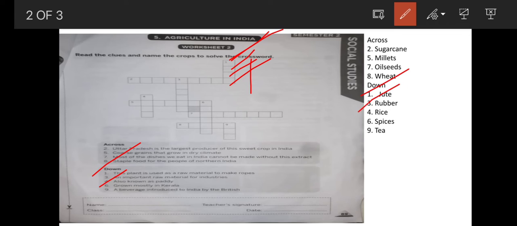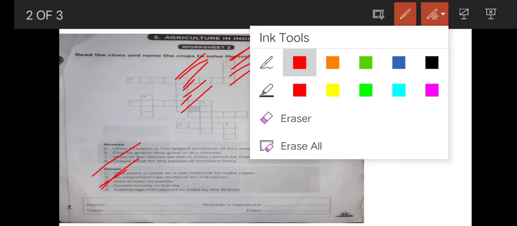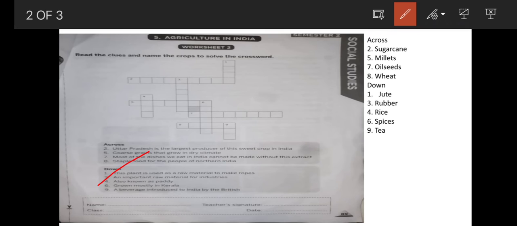Answer is rubber. This is 3, right? Rubber. So rubber is one of the important raw material which is used in the industries to manufacture different goods. Next 4, the question is also known as paddy. This is 4, which is also known as paddy rice.